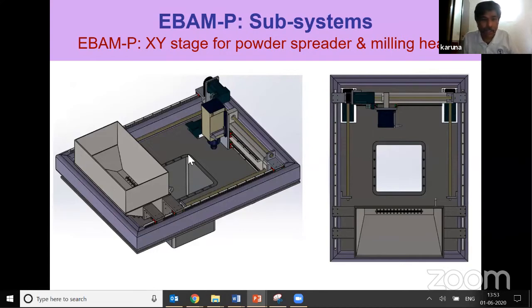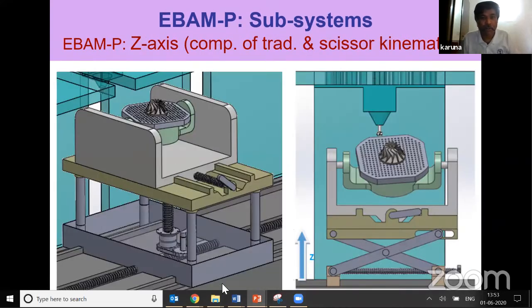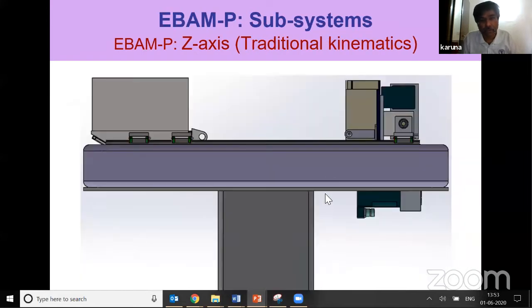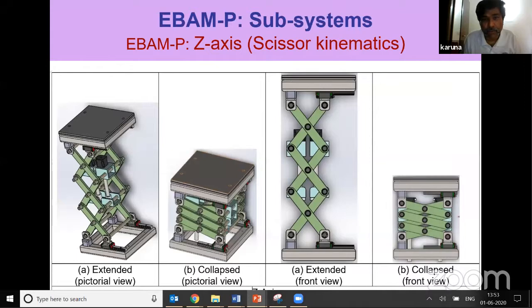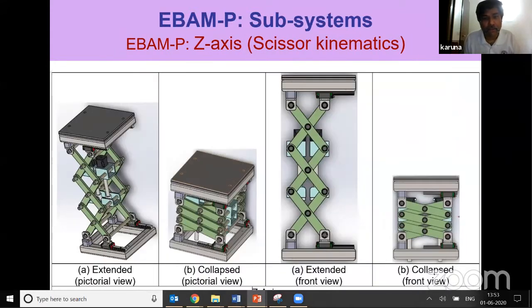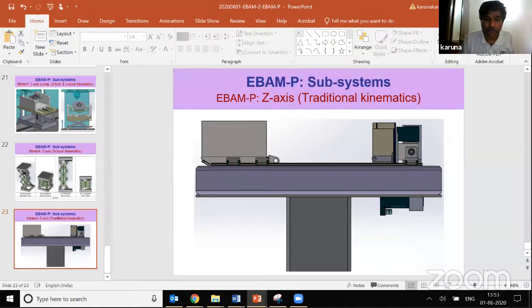So this is where our table will be moving down vertically. We are going to use either a scissor lift or this type of lead screw based table. We have given the final decision to our partner, because our partner is a machine tool company. They are not very happy with the scissor lift, although I want that to be used. Ultimately, the partner's decision is important.